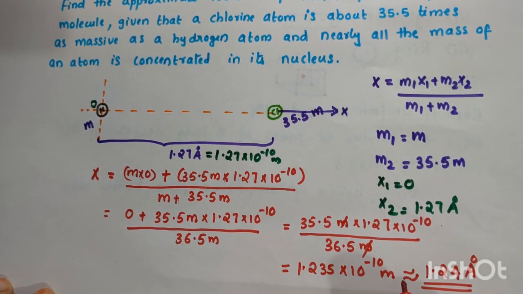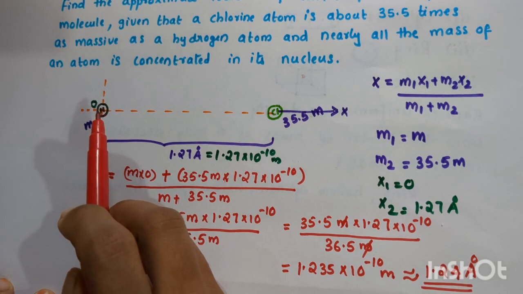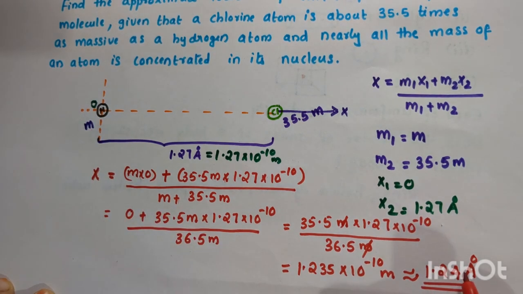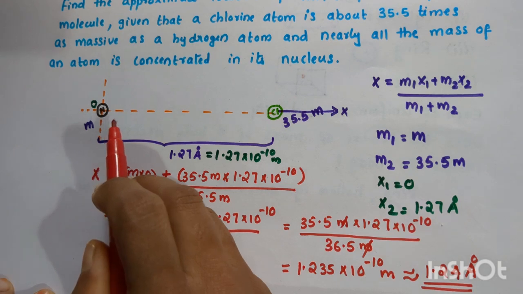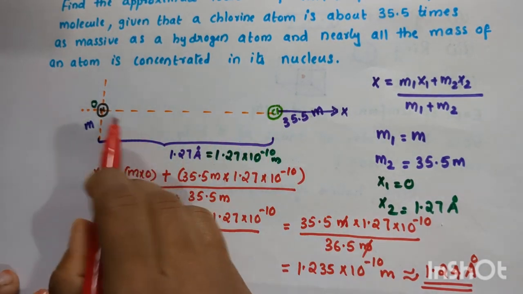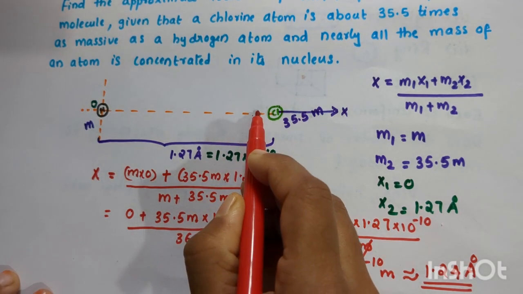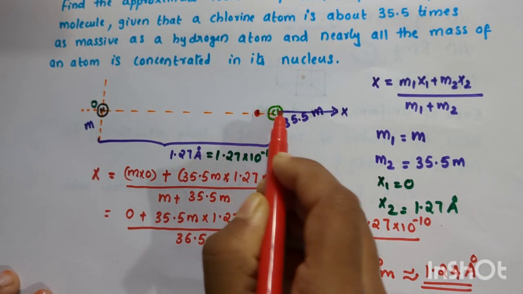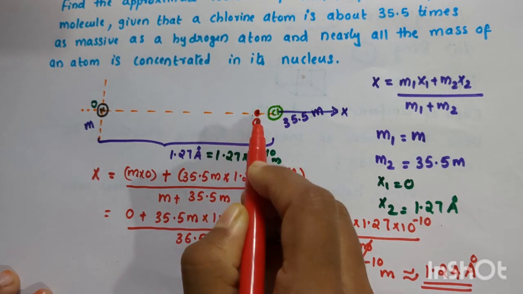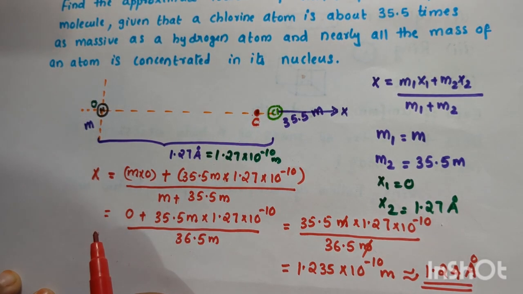That is from the hydrogen atom. The position coordinate of the center of mass is 1.24 angstrom. That means the center of mass lies at a distance of 1.24 angstrom from the hydrogen atom, on the line joining the hydrogen and chlorine atoms. The distance from the hydrogen atom to the chlorine atom is 1.27 angstrom, so 1.24 will be somewhere here, very close to the chlorine atom. So the center of mass lies close to the chlorine atom. I hope it is clear to you. Thank you.